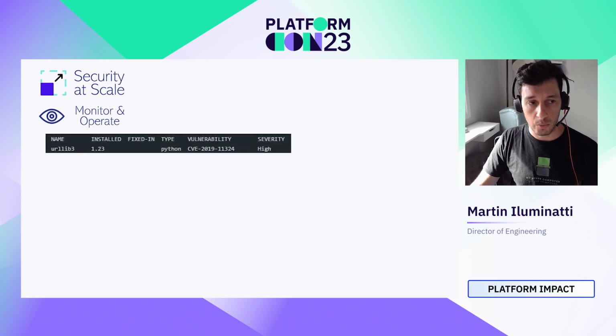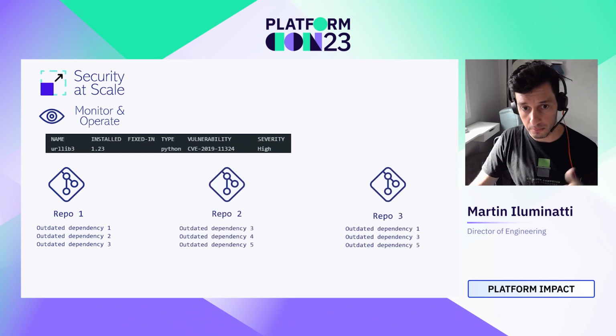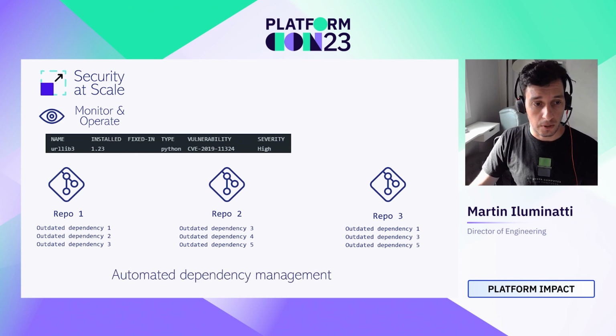One of the examples that we went through is a library for which a vulnerability was detected and it had to be updated. That's urllib 1.23. But that's just one outdated dependency within one repository. You usually have multiple dependencies within the same repository, and you also have multiple repositories that you have to maintain. So this can get really messy really quick. For that, the best solution is just to have automated dependency management.